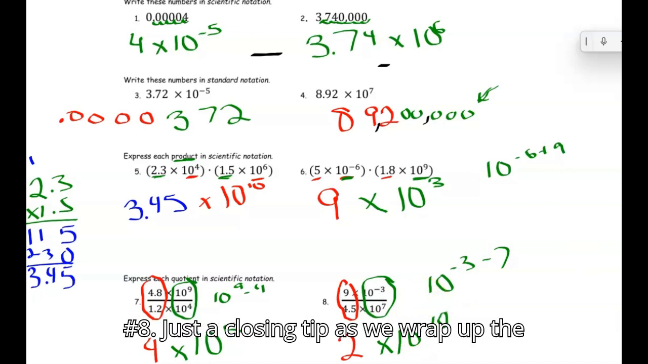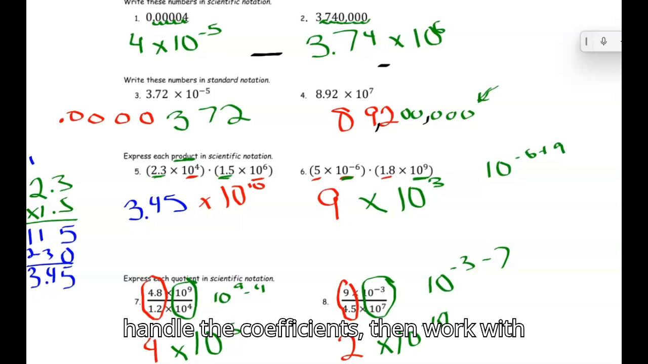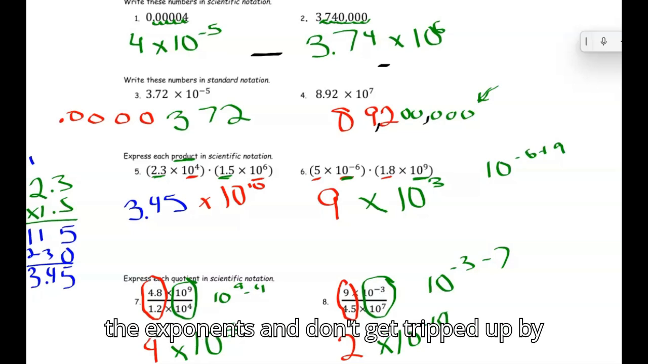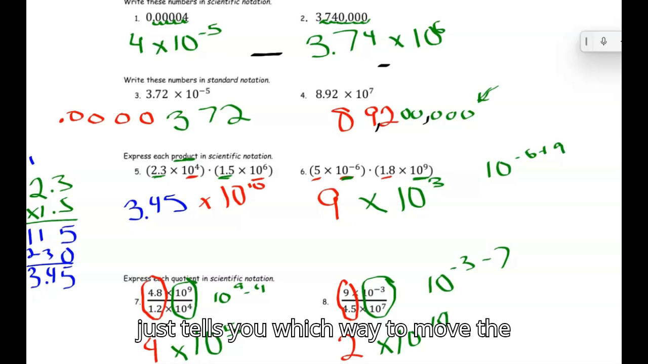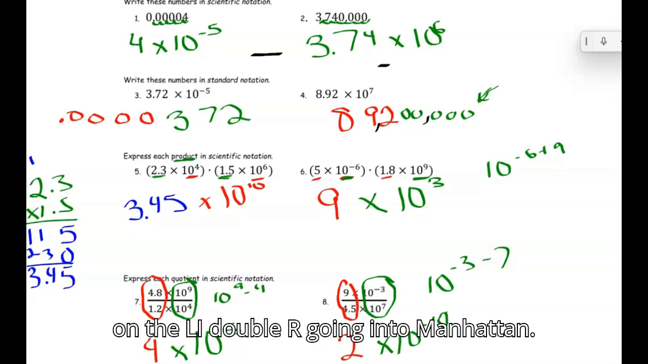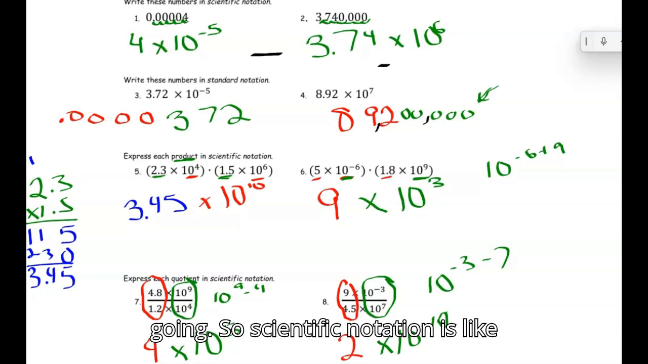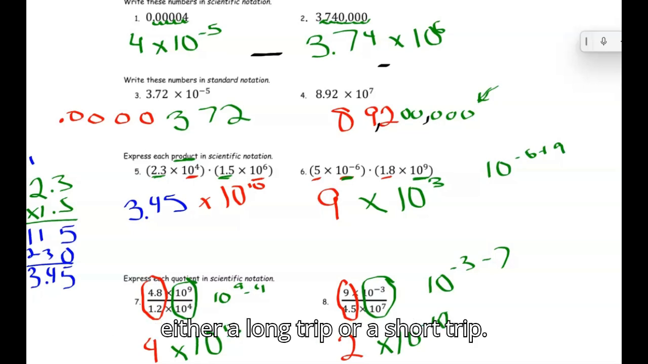And just a closing as we wrap up the video, when you're solving these problems, focus on the steps. First handle the coefficients, then work with the exponent. And don't get tripped up by the negatives or positives. The exponent just tells you which way to move the decimal. You can think of it when you're on the LIRR, going into Manhattan. The bigger the number, the further you're going. So scientific notation is like making sure you have the right ticket for either a long trip or a short trip.